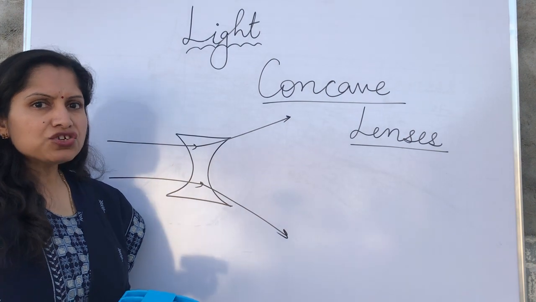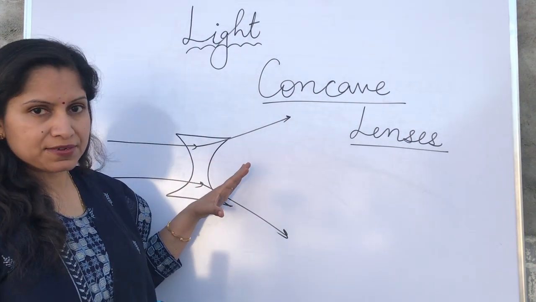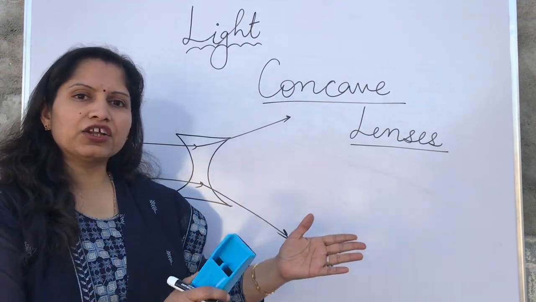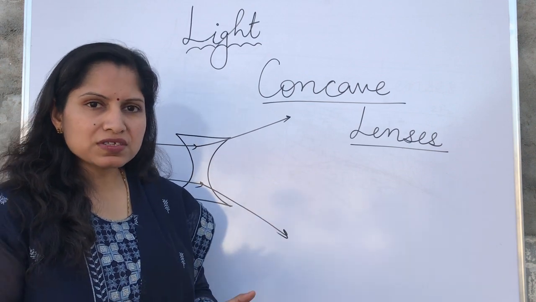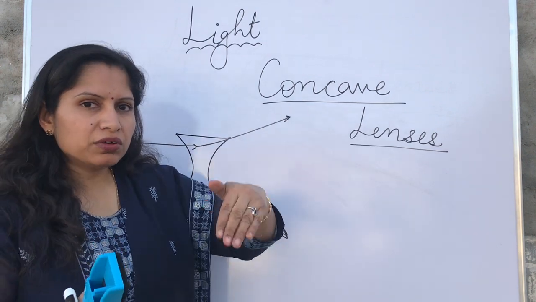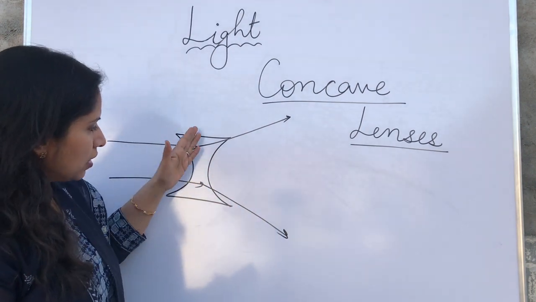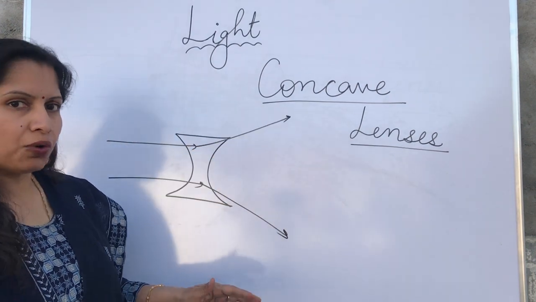To remember this, just remember one thing: the light rays go towards the thicker part of the lens. Wherever the lens is thicker, the light rays will bend towards that part. In a convex lens the thicker part was the middle part, so the light rays were bending towards the center, and here the thicker part is the outer part. The light rays are going towards the thicker part, that is the outer part.